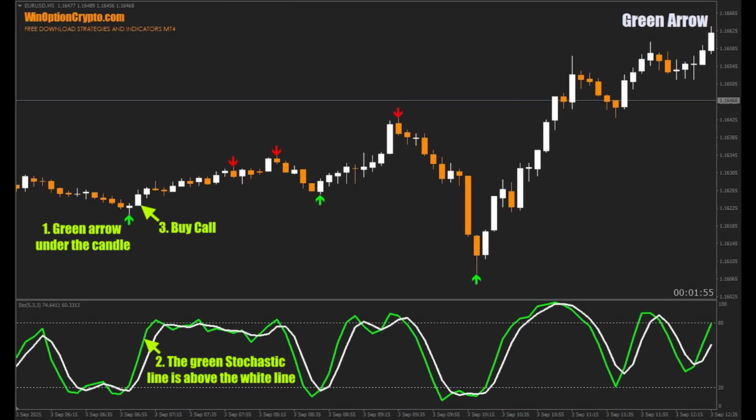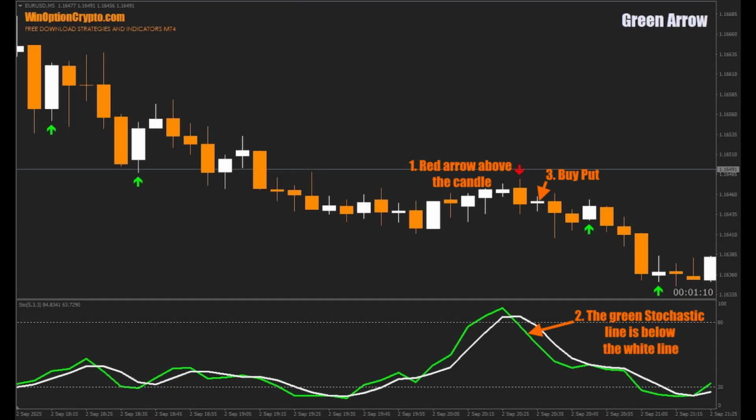So, to buy call options, you need to: first, a green arrow appears below the candle. Second, the green line of the stochastic oscillator is above the white line. Third, at the opening of a new candle, buy a call option. To open a put option, you need to: first, a red arrow appears above the candle. Second, the green line of the stochastic oscillator is below the white line. Third, at the opening of a new candle, buy a put option.